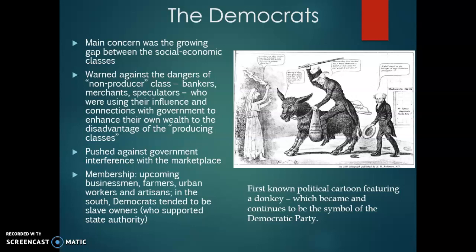Many did. They were against government interference with the marketplace. Right, they don't want too many tariffs. They want the government to not really set much policy. They were free market advocates. Membership at this point was young businessmen, farmers, urban workers, and artisans. In the South, this is going to be true until the Civil War. Democrats were usually the slave owners.